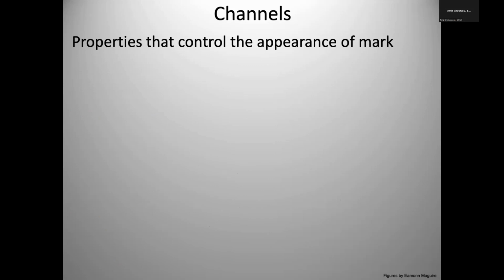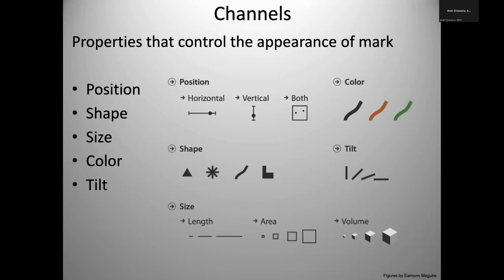Now, the properties or the channels which control the appearance of a mark, we have quite a few there, and you'll see that these match the pre-attentive attributes which we talked about. So we have the position to control the appearance of the mark. We have the shape, the size, color, and tilt. On position, we can use both horizontal and vertical position. Shape, obviously, we can choose different types of shapes. We can have different kinds of size, either as length or area. On color, we can change the hue. We can change the orientation with the tilt. And then on the size side, we can have the length, area, and volume. All three are possible, right?